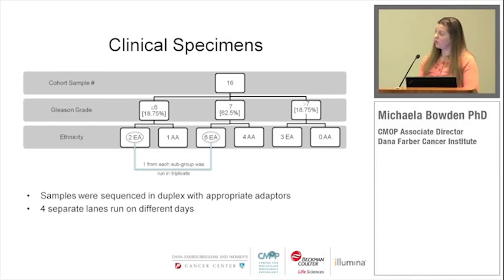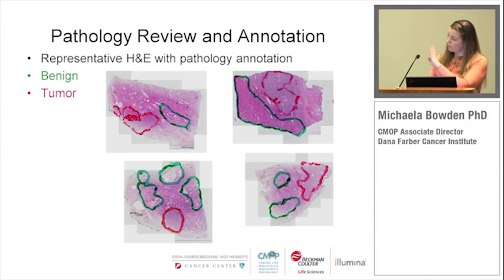So just to give you an idea of what the path review looks like, these purple and pinkish stains are called H&Es. This is what pathologists use regularly to diagnose any sort of disease state. The pathologist reviews and identifies in green the benign areas where the normal tissue is present and the glands associated with that, and in red, the tumor areas.